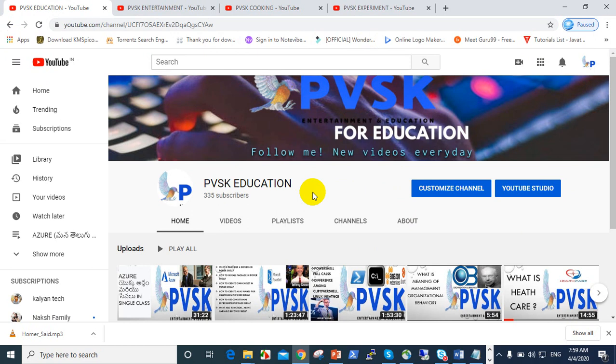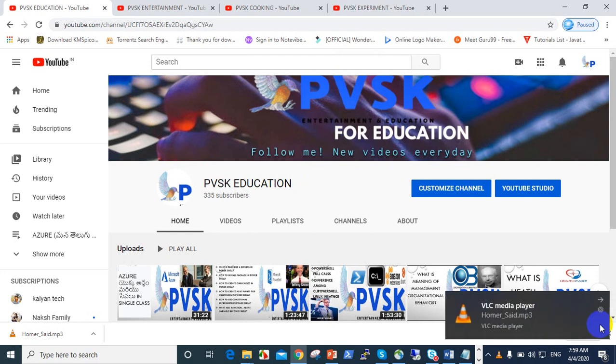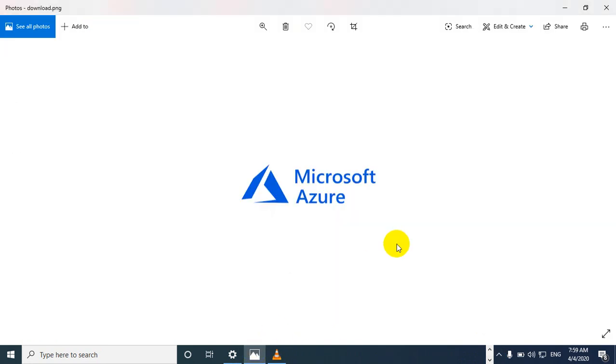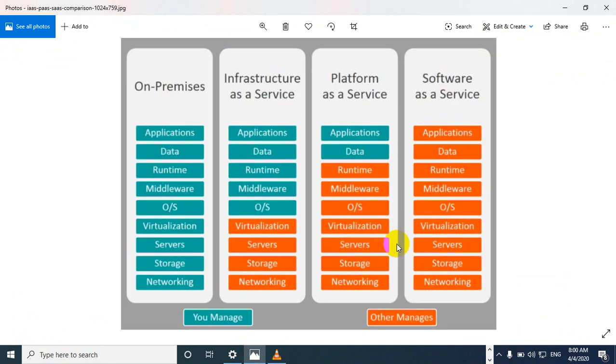So today we discuss a full class about Azure. We have already discussed it, but today we will see what Azure is and what the services in Azure are. Coming to our session, we know about Azure briefly. Azure is one of the cloud platforms. We know what the meaning of cloud is.